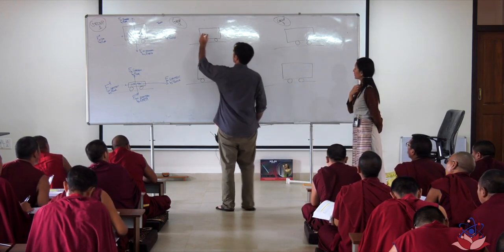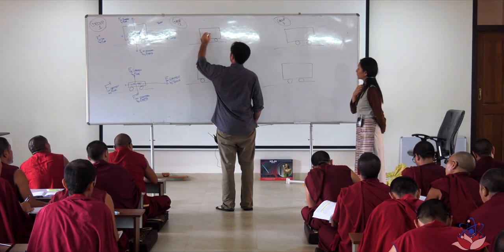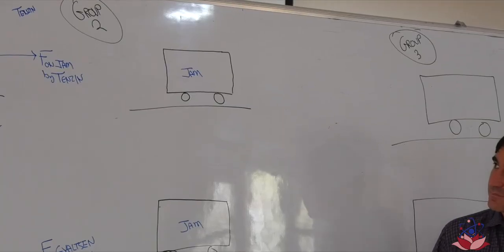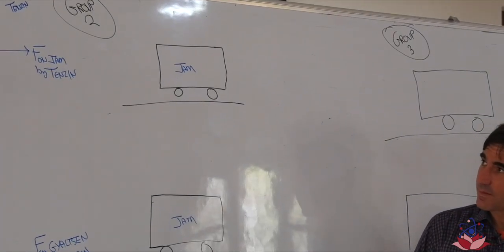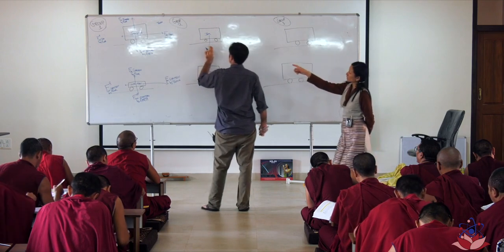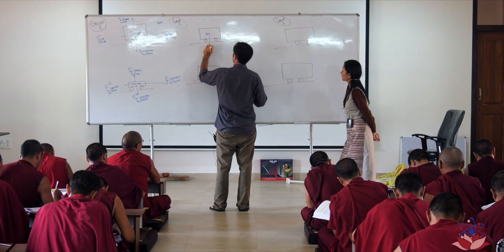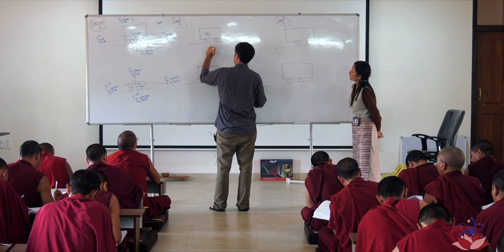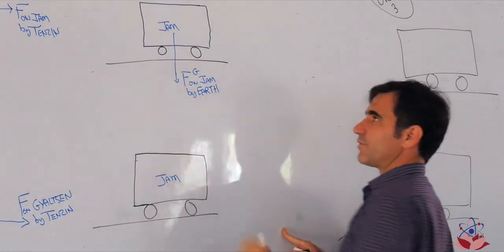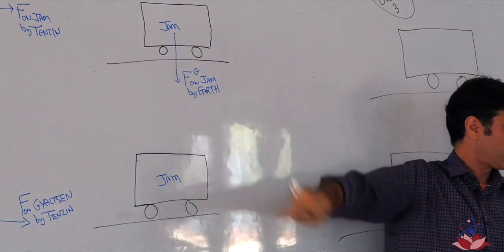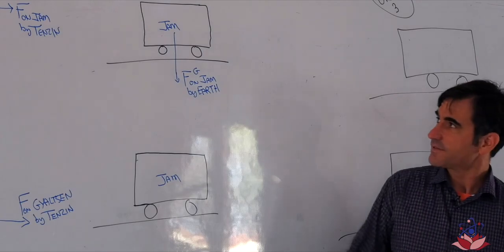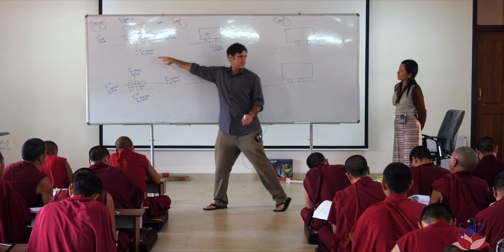Okay, so we're going to say that this is still Jamyang. So he's saying that the force of gravity is the same as in this case, and so that length of the arrow is the same. So there's a force of gravity on Jamyang by the earth. It's the same strength as the force in this case.